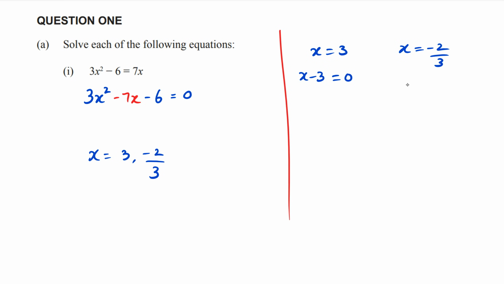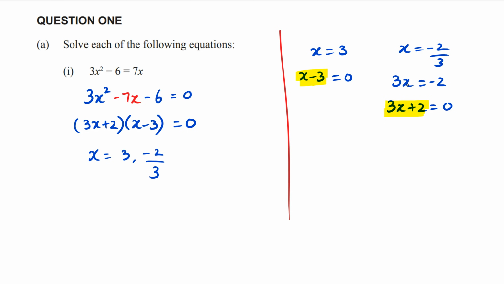But the only thing is, when you have a fraction, you've got to cross multiply first. So in other words, you've got to rewrite this as 3x is equal to negative 2, and then write in 3x plus 2 equals 0. So now what happens is, this is one of your factors, and this is your second factor. And the hack is just putting this just before your solutions like this: 3x plus 2 multiplied by x minus 3 equals 0.